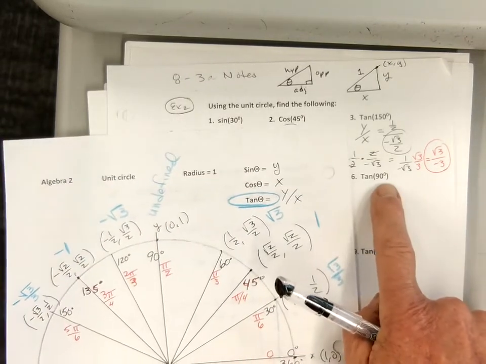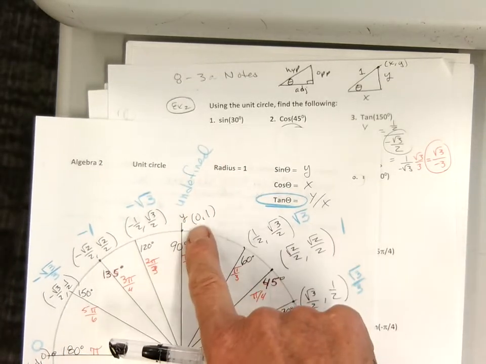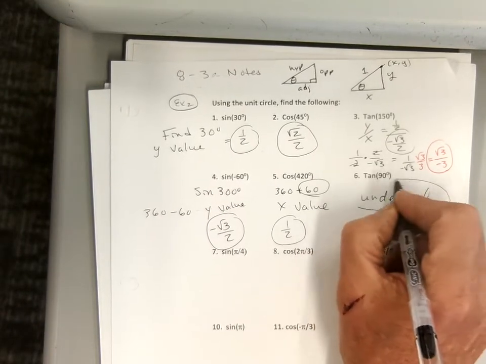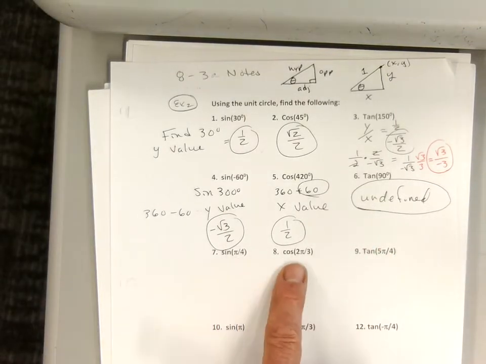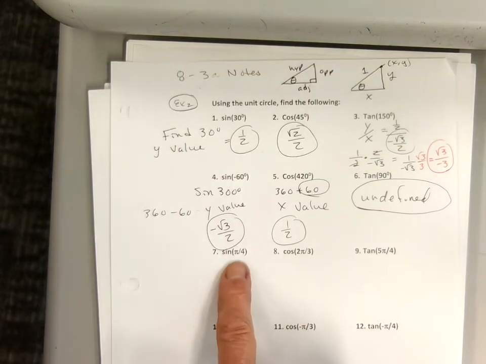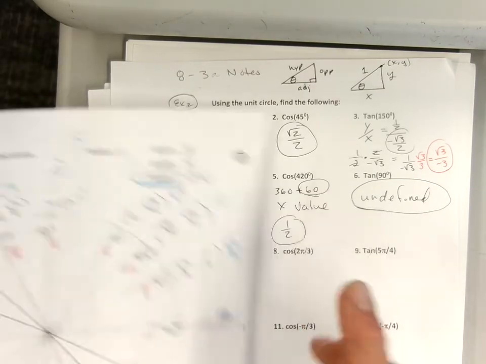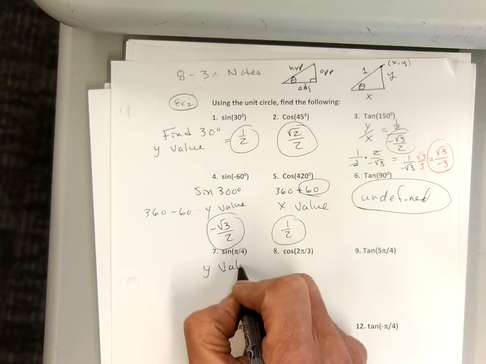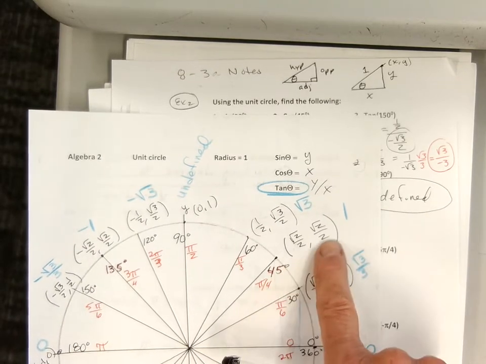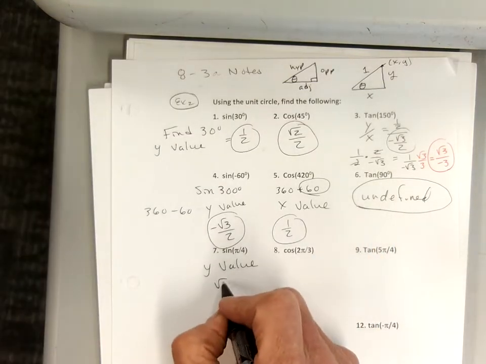Tangent 90, we just did our tangents. Go to 90 degrees, and oh, can't do it, right? Tangent 90, 1 over 0 is undefined. Now we can also do our trigonometry with radians. Okay? So we're just going to find sine of pi fourths. We're looking for the y value for sine. So pi fourths is there, and the y value is square root of 2 over 2. That's my answer.